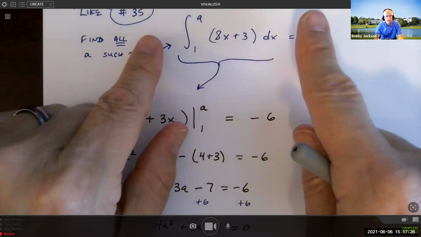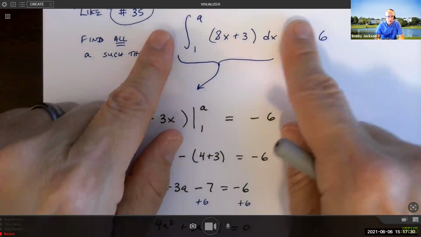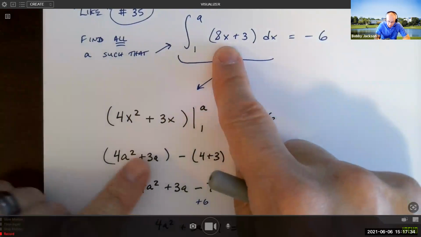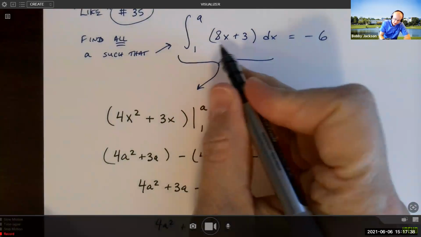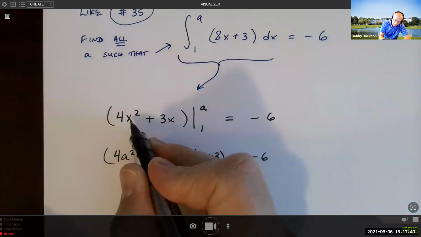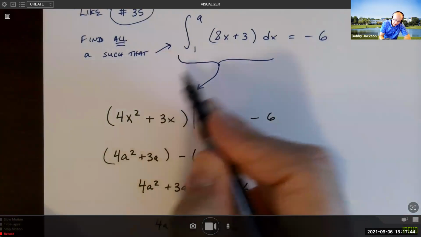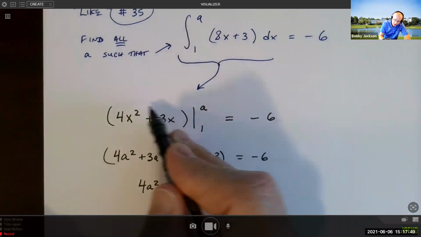Well, first of all, we're going to evaluate this definite integral over here. So how do we do that? By the fundamental theorem of calculus part 1, we're going to find the antiderivative of 8x plus 3. The antiderivative of 8x is 4x squared. I hope a lot of you can do that real quick. And then the antiderivative of 3 is 3x. I hope this comes pretty quick.